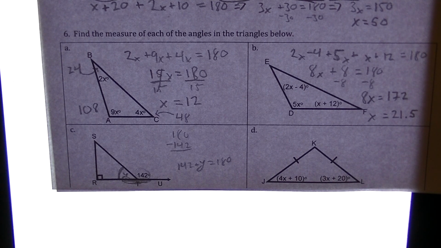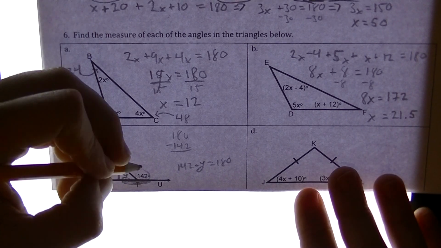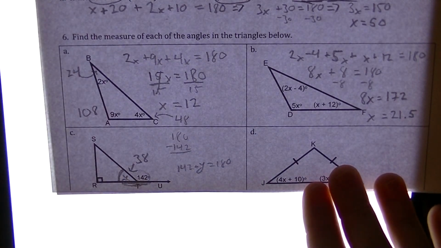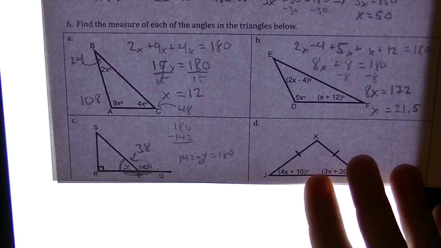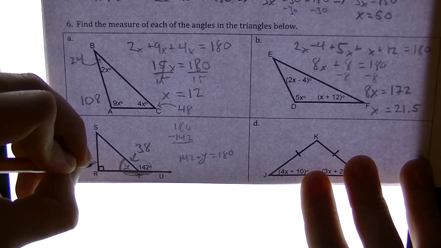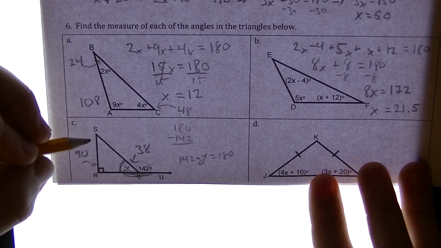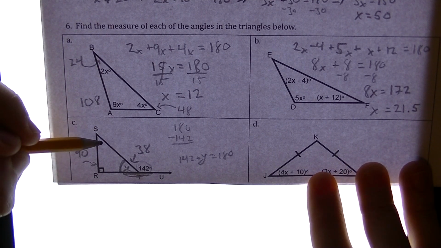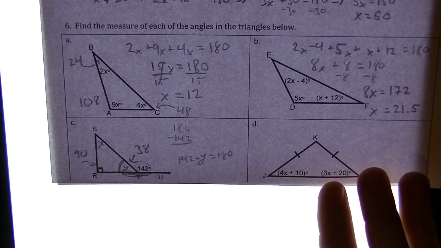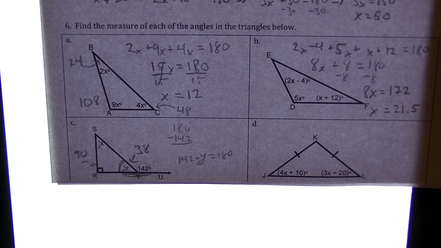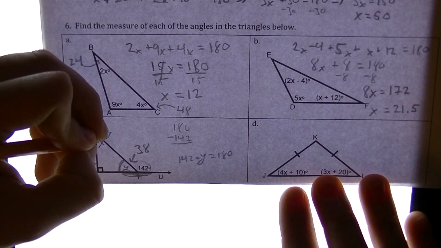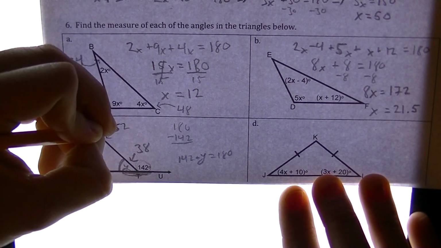And I'm going to get that 180 minus 142 is, this angle over here is 38. This angle marker over here means that it's a right angle, which means that it's 90 degrees. And so I've got 90 plus 38 plus x is going to get me 180. So 90 plus 38 is 128. 180 minus 128. This angle over here, x, should be 52.